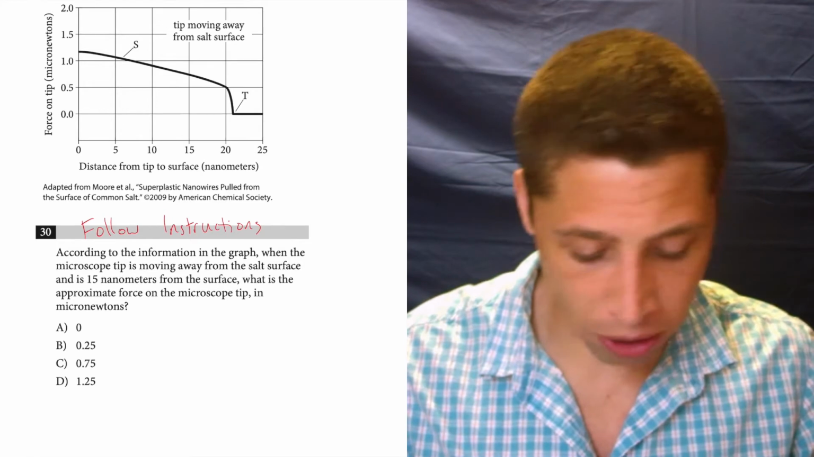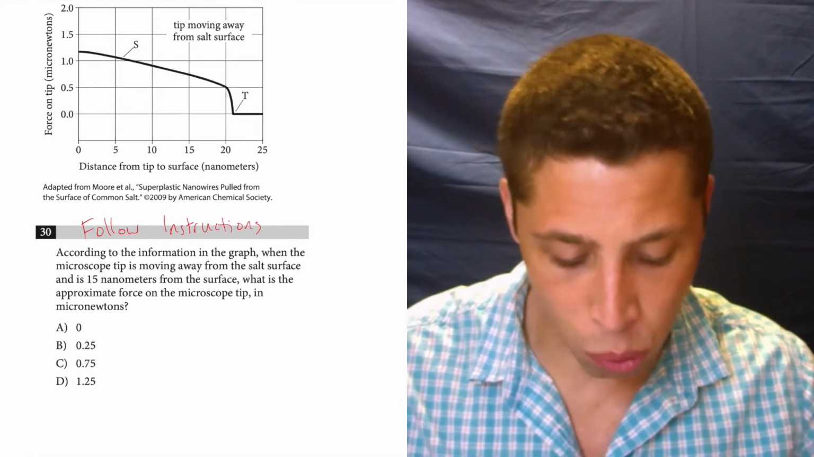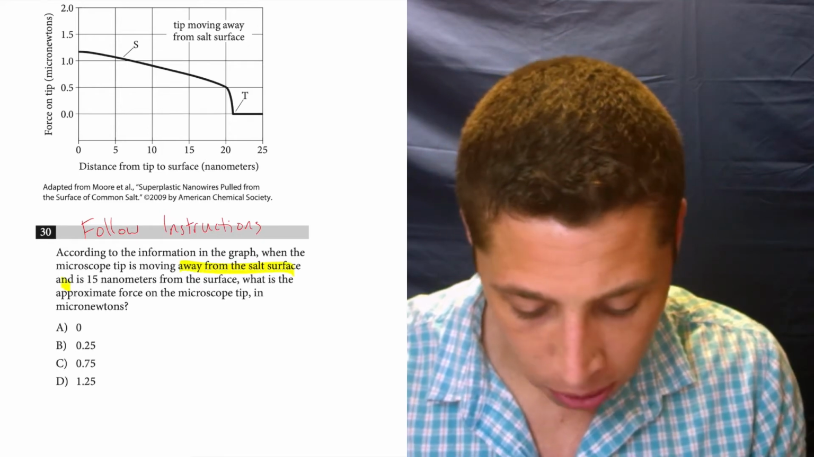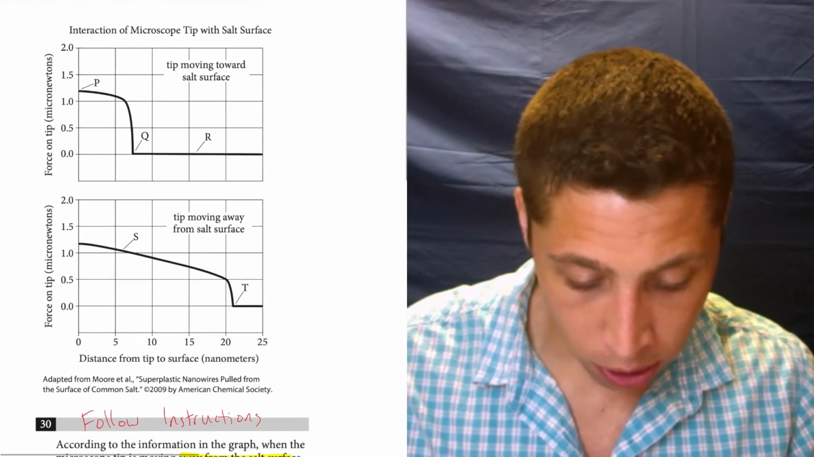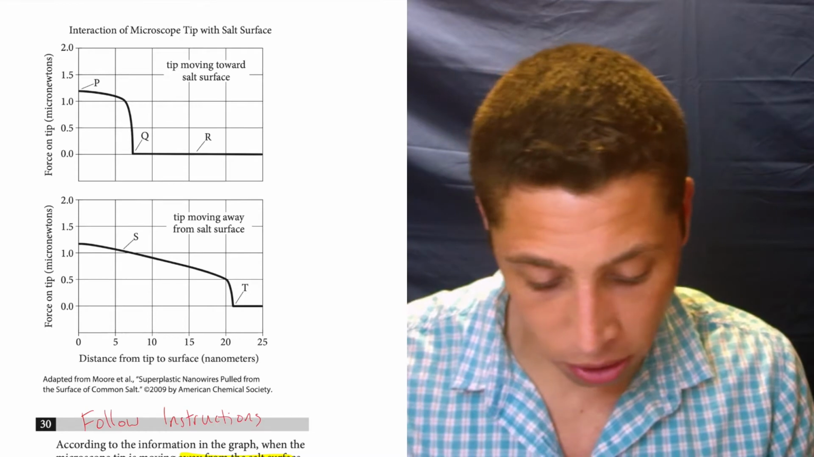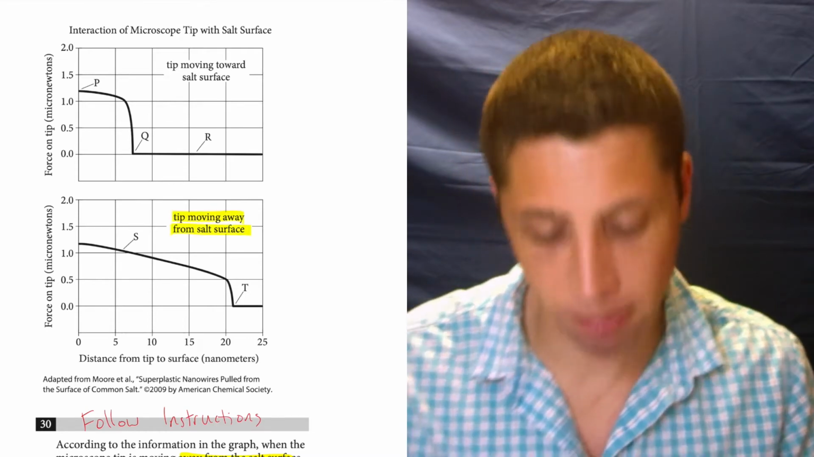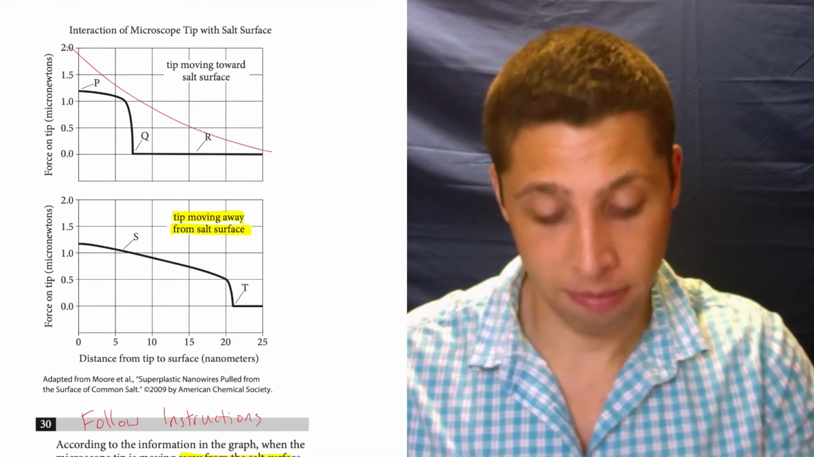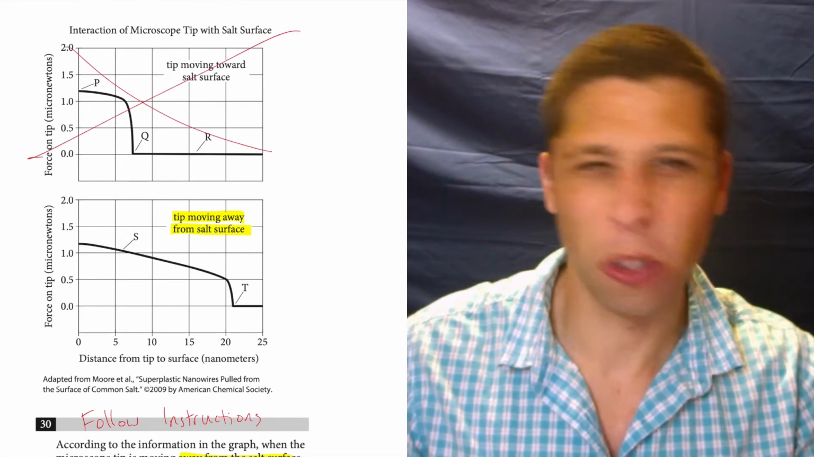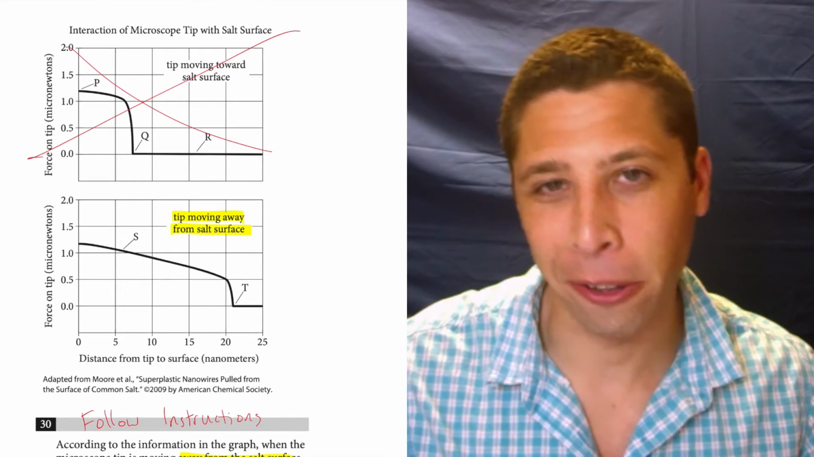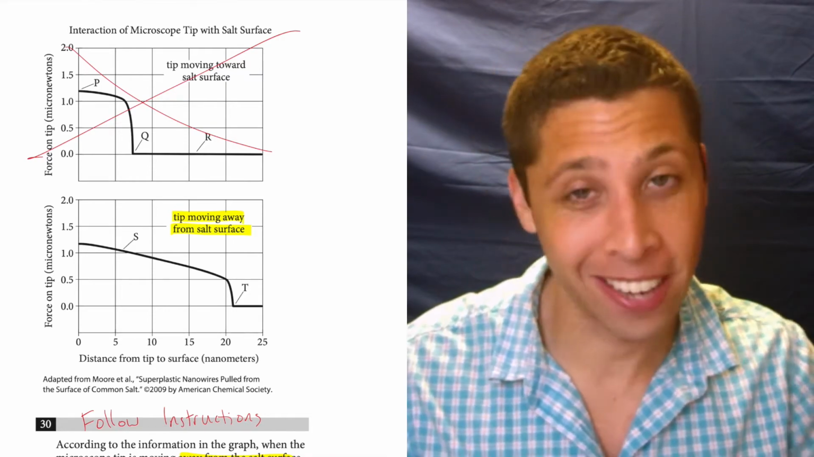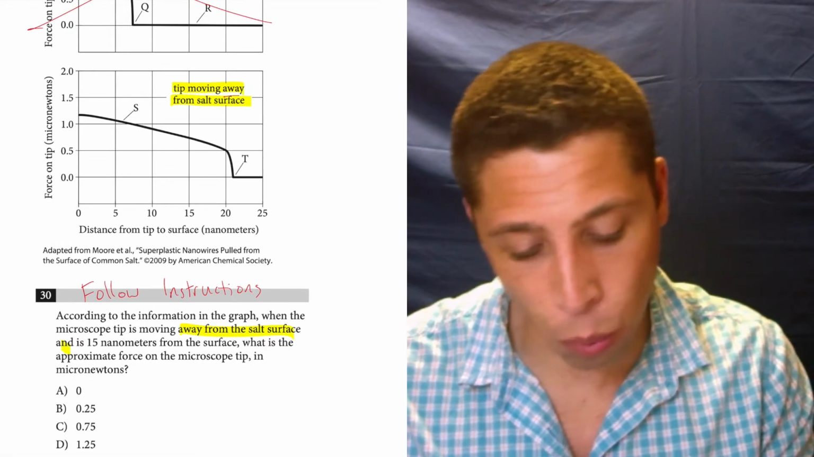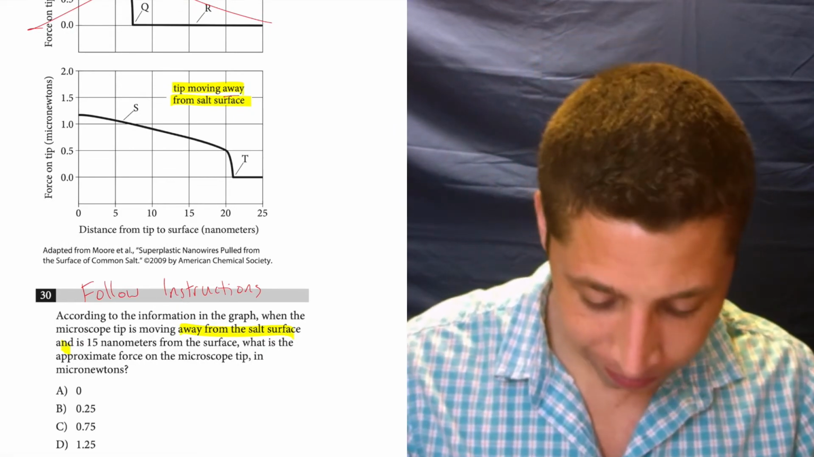According to the information in the graph, when the microscope tip is moving away from the salt surface, okay, away from the salt surface. So look at our two graphs. We have one that's moving towards the salt surface and one moving away from the salt surface. So we're using the second graph. You shouldn't cross it out on your own page because you might need it for another question. But for our purposes, I don't even want to look at the first graph because it's not important. It's not telling me to look there. It's looking at away from the surface.